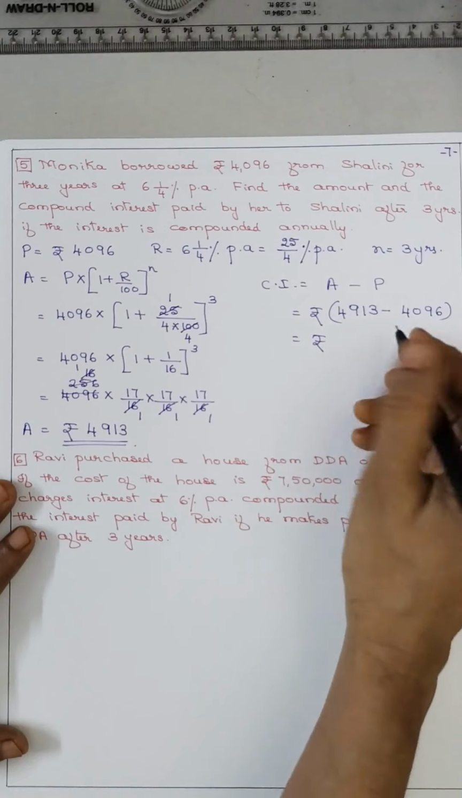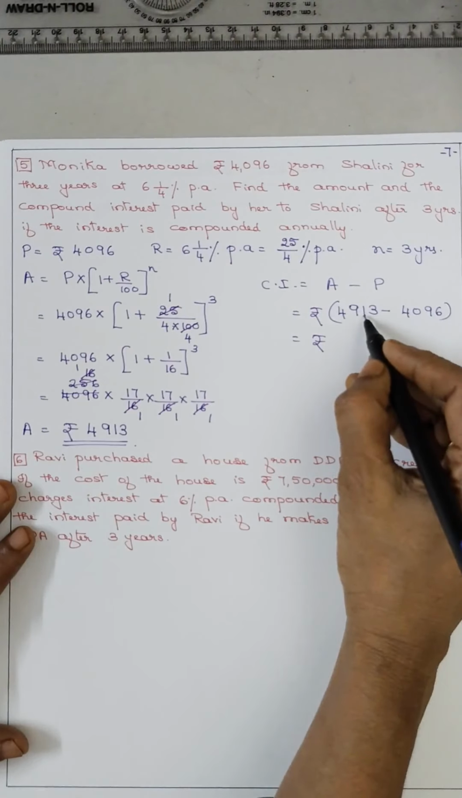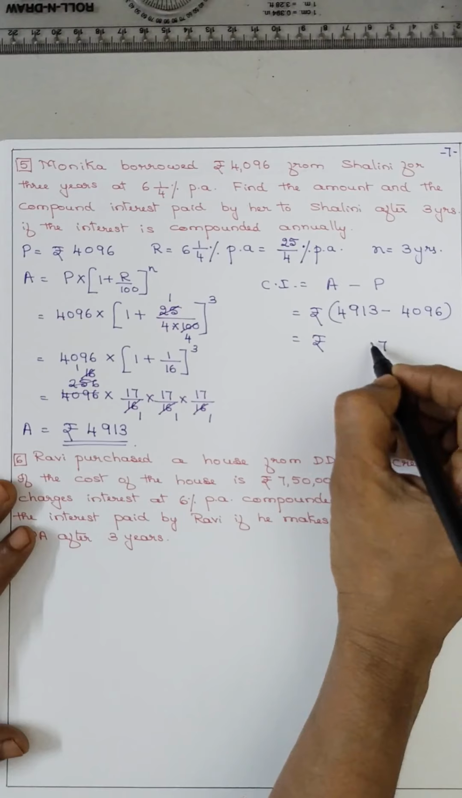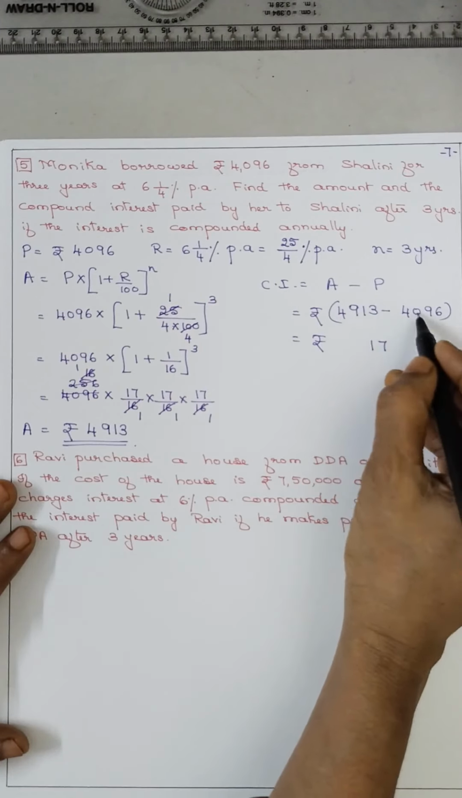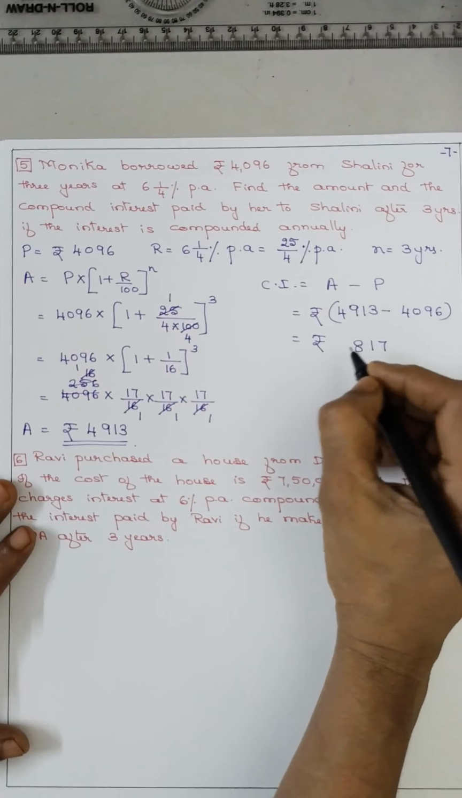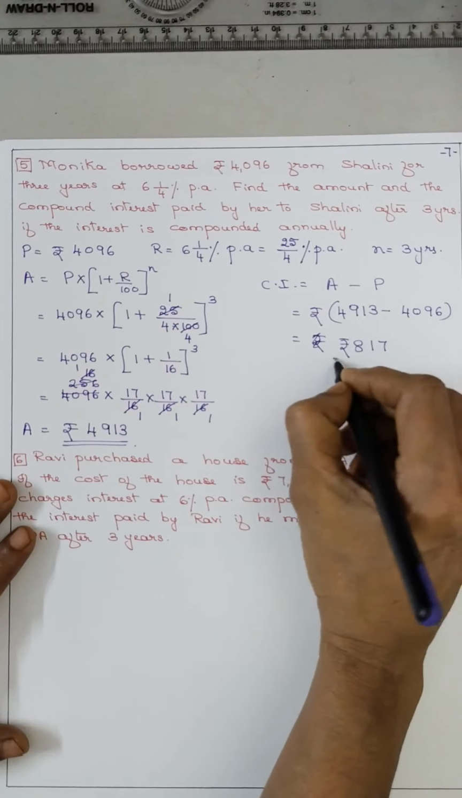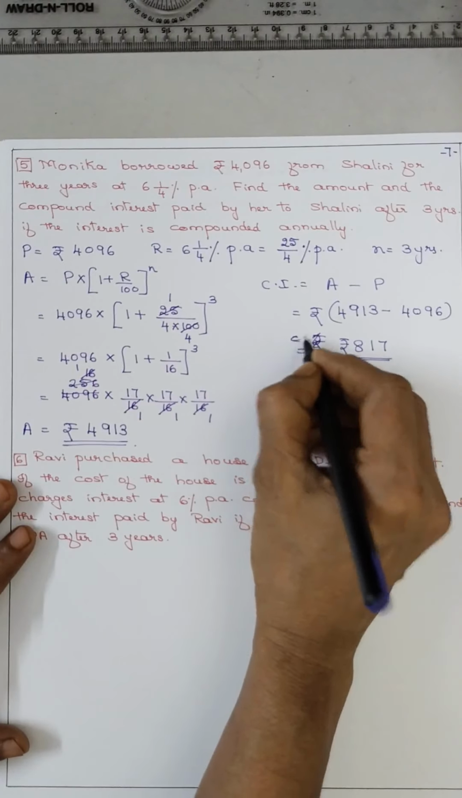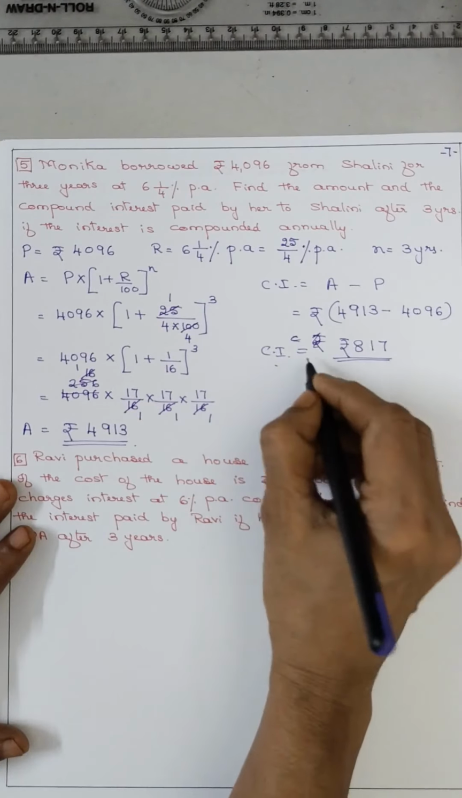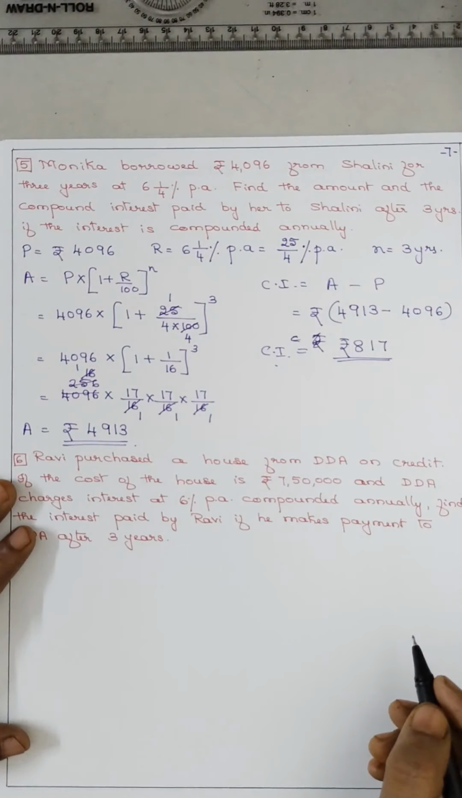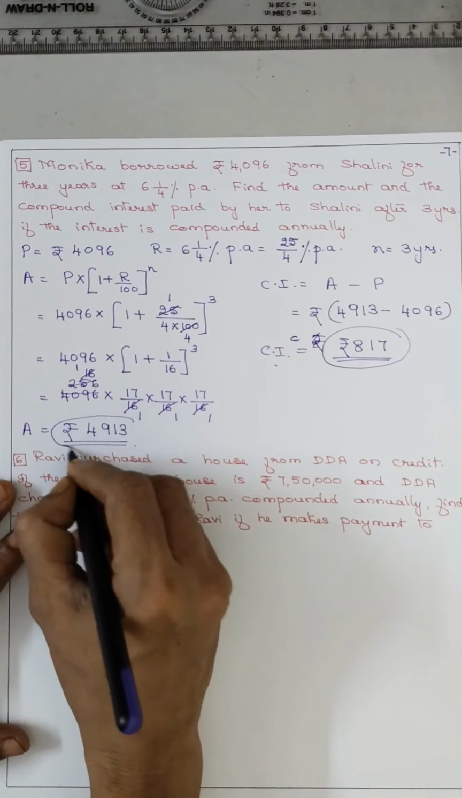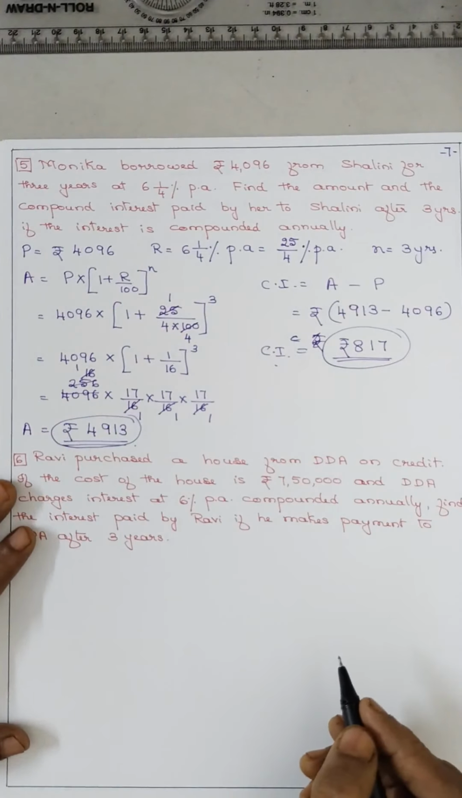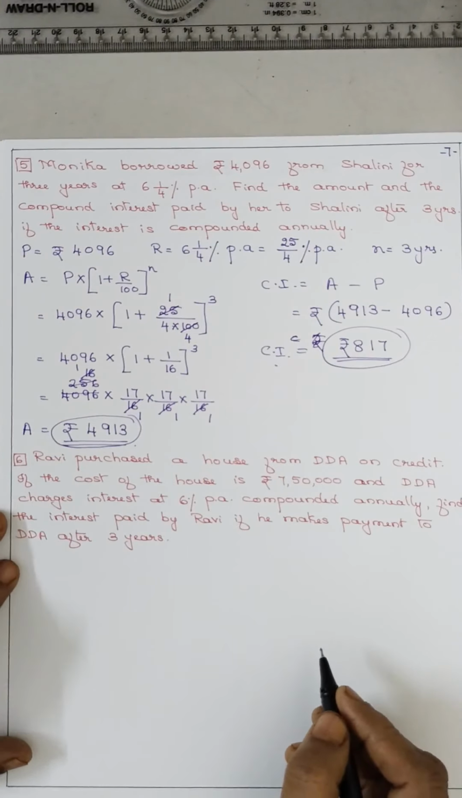3, 4, 5, 6, 7 remains. Now it is 0, means 10 minus 9, 1. Now here it is 8 minus 0, 8, 4 minus 4, 0. So the answer is 800, CI is equal to 817. Okay. So CI is 817. Amount is 4913.